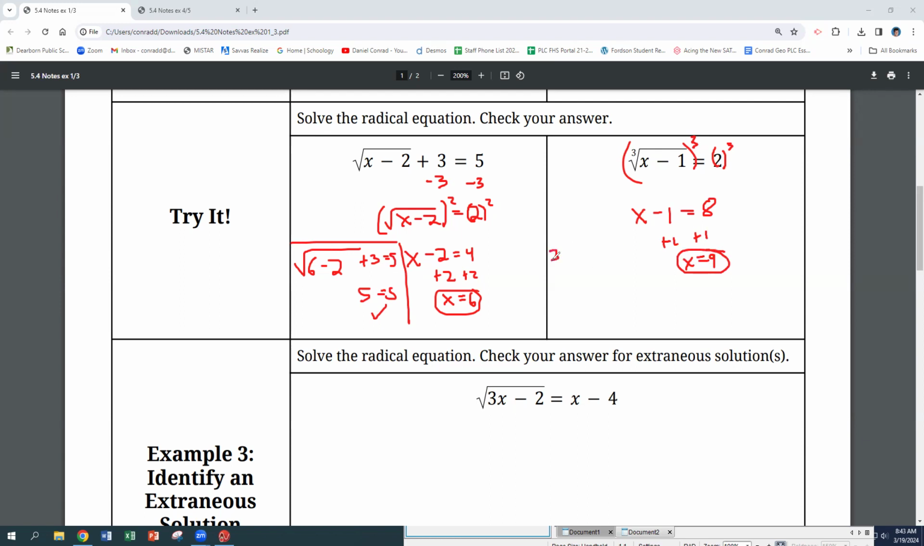If I check my answer, cubed root of 9 minus 1 equals 2. That's going to be the cubed root of 8, which is 2. So I get 2 equals 2, which again checks out. And if you want to use your calculator to check those, that's perfectly fine. All right, so that's example 1.